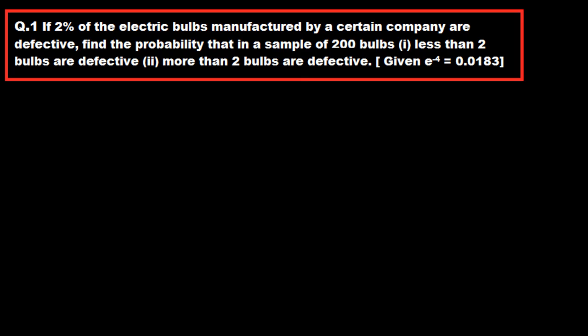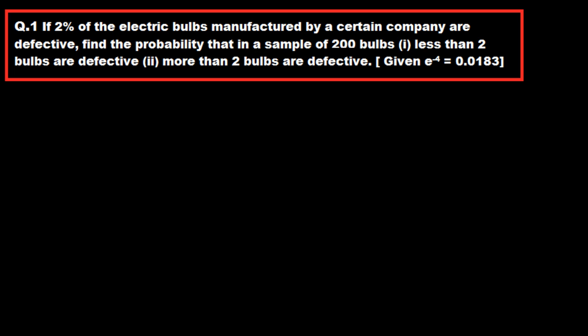Now friends, we see one example of the Poisson distribution and how we get it. Question 1: if 2% of the electric bulbs manufactured by a certain company are defective, find the probability that in a sample of 200 bulbs, less than 2 bulbs are defective, or second, more than 2 bulbs are defective. Two things we have to find out, and it is given that e to the power minus 4 is equal to 0.0183.